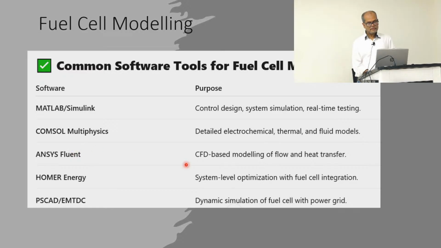For optimization, if you don't want to write code, then HOMER might be an option that you can utilize for system-level optimization, where you do have a fuel cell, but you have other DG and other devices as well.